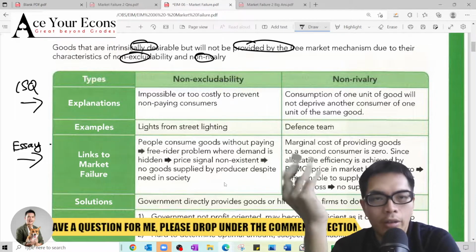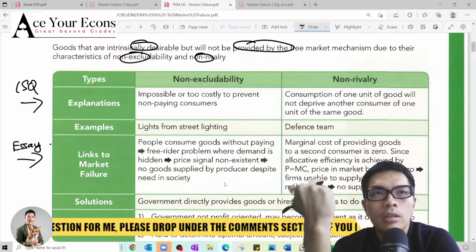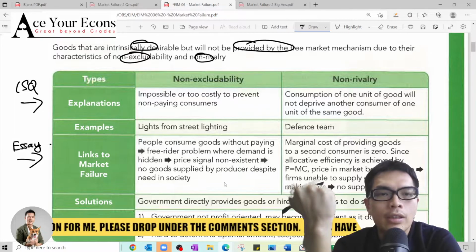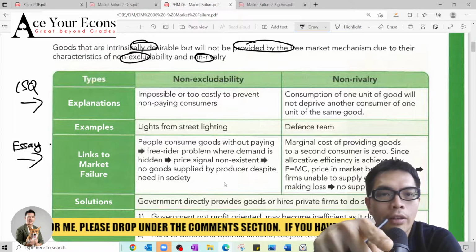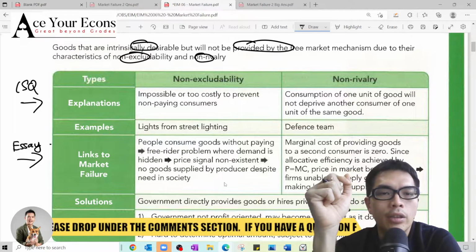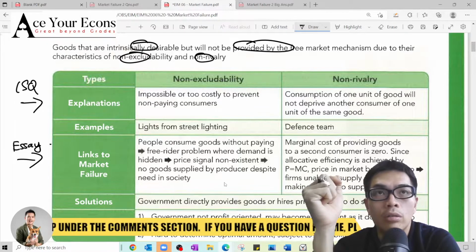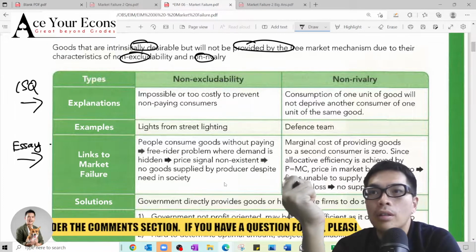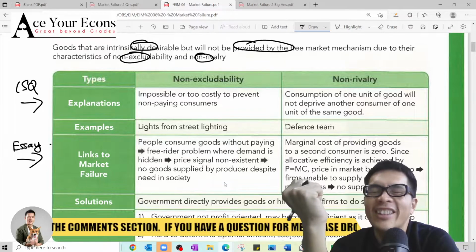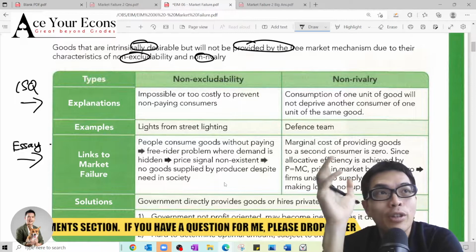Parks. Let's consider street lighting. For instance, you look out for the definition: impossible or too costly to prevent non-paying consumers from consuming the good. What does it mean? Tsunami warning system. Yes, that works. Yeah, let's use street lighting since it's here.